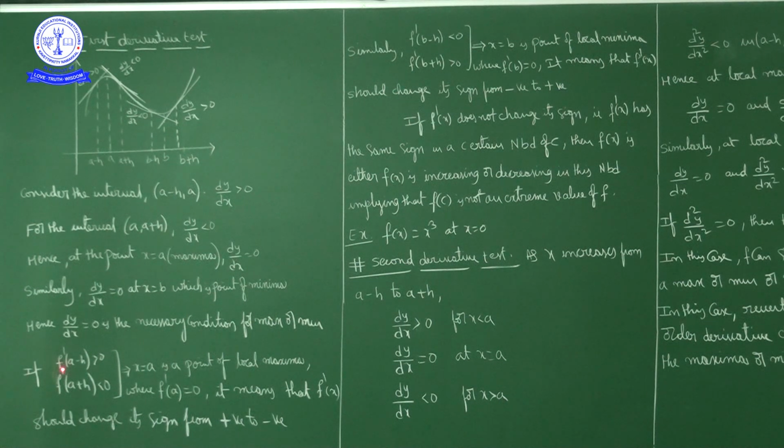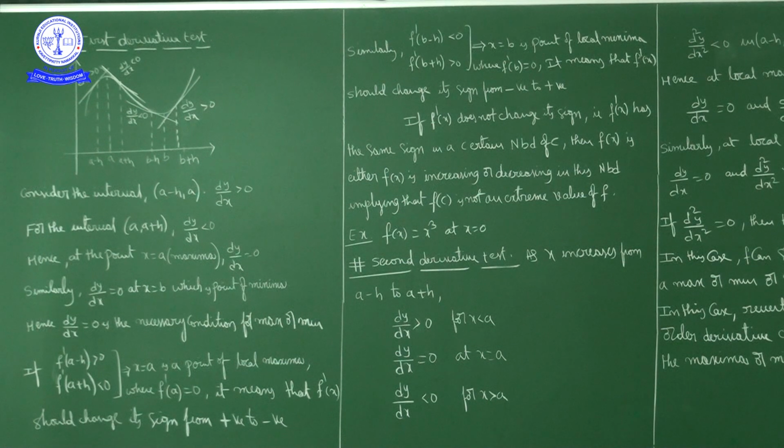That is, if f dash of a minus h is positive and f dash of a plus h is negative, that implies x equal to a is a point of local maxima, where f dash of a is equal to 0. It means f dash of x should change its sign from positive to negative, from a minus h to a plus h.